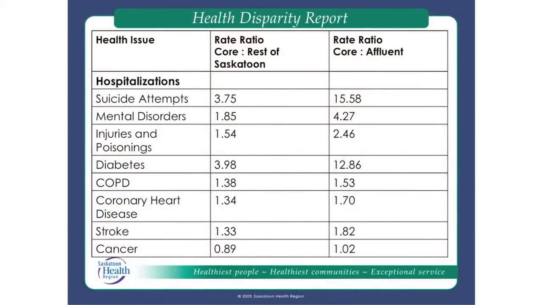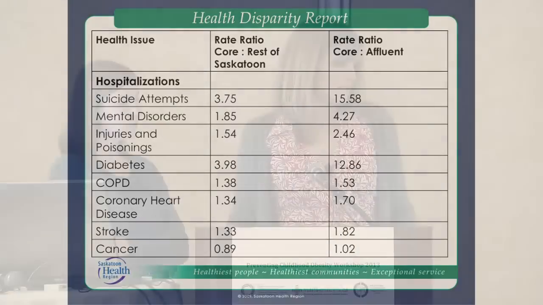The health disparity report went on to look at other health hospitalization data, and you can see that there are very significant differences in things like suicide attempts, mental disorders, injuries, diabetes, COPD. The coronary heart disease, stroke, and cancer were not significantly different between core, rest of Saskatoon, and core affluent. So this led to a number of publications put out by our department, and led to then the health disparity in Saskatoon report that Julie will speak to.